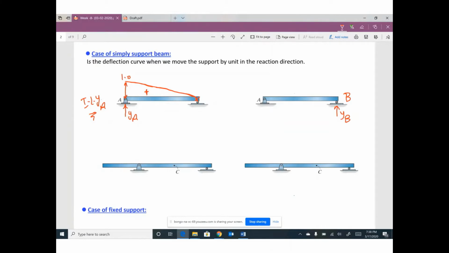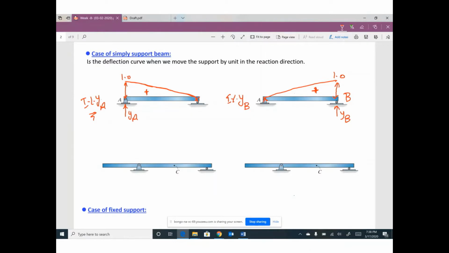One more time, if you would like to draw the influence line for YB, push your support B up by 1. Any other support in your beam, keep it as it is, no movement. The new shape of your beam looks like this. This diagram is positive, and can be called the influence line for reaction YB.